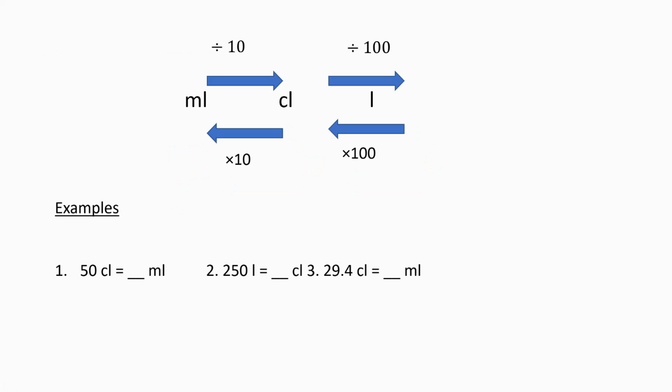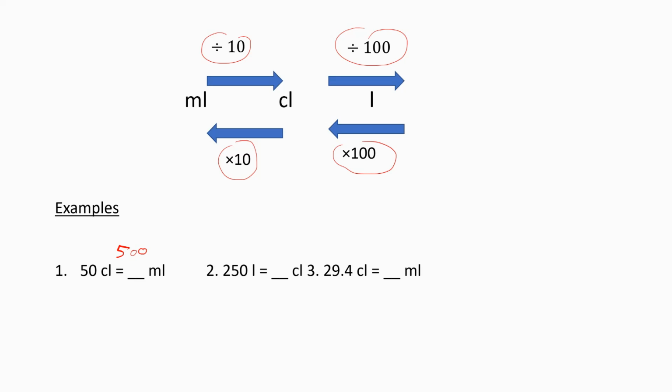To convert between them, we have millilitres and centilitres, there's a factor of 10 between them, and centilitres and litres, there's a factor of 100. If I want to change 50 centilitres into millilitres, I would need to times by 10. So 50 times 10 is 500. So 50 centilitres is 500 millilitres.